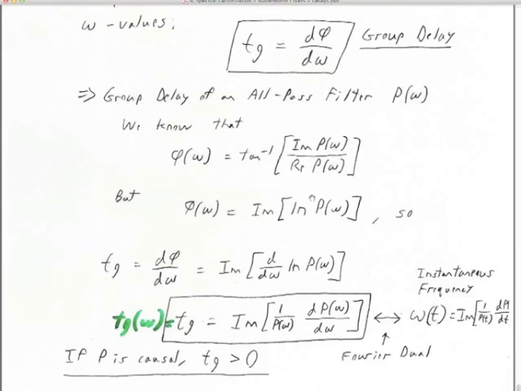So equivalently, in our look at instantaneous frequency, we saw that if we take the log of the complex Fourier transform P of omega and take the imaginary part, that's also the phase. So T sub G, the group delay, is d phi d omega. We just have to differentiate this expression by omega. So the derivative operator goes inside the imaginary part operator, and we have the derivative of the log of P with respect to omega.